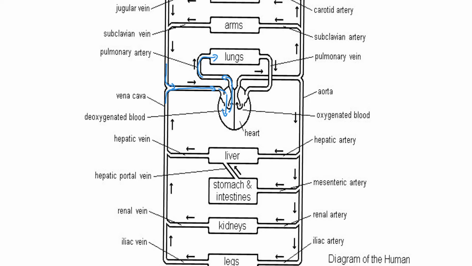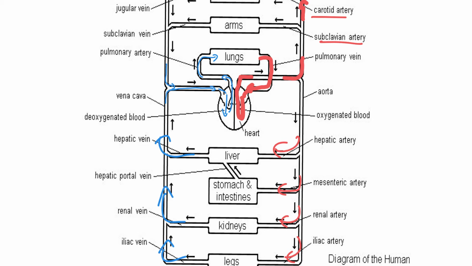And once it's become oxygenated, it will travel from the lungs back to the heart via the pulmonary vein, into the left atrium, left ventricle, and then up out of the aorta and off to the rest of the body. The aorta splits, so it can travel up to the arms and the head. We can see the carotid artery here, the subclavian artery, and then it goes down to the liver, the stomach and the intestines, down to the kidneys, the legs, and so on. Once it leaves those organs, it has been deoxygenated, and then it will travel back to the vena cava.